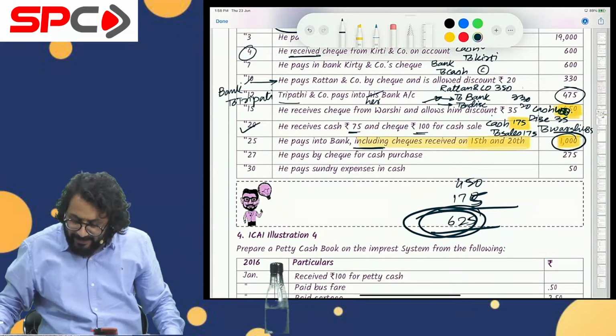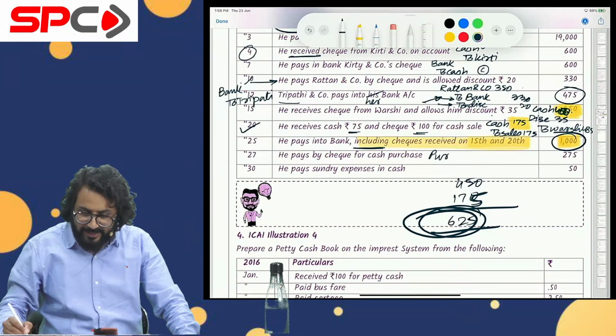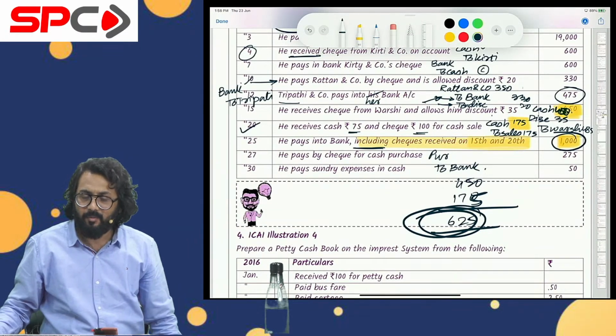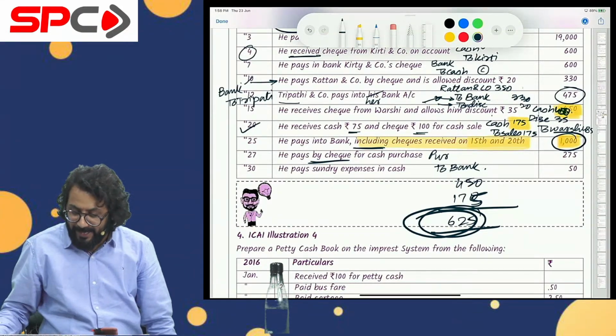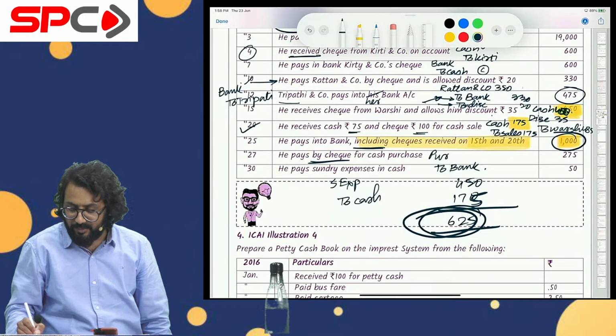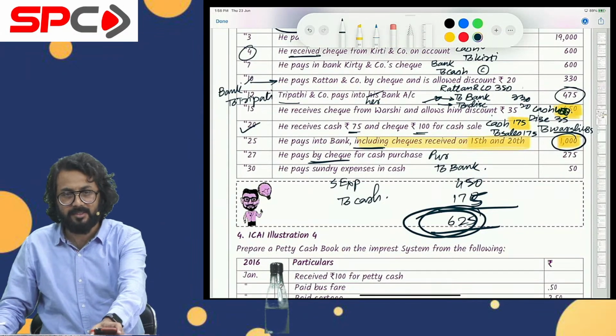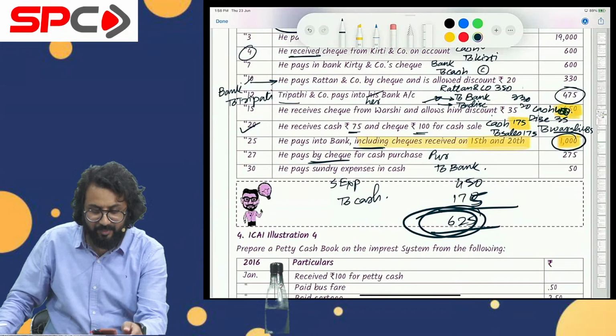Let's go on. He pays by check for cash purchases. My entry is purchases to bank. Say yes. Yes. Why bank? Because whenever I pay by check, I have to use the word bank. He pays for sundry expenses in cash and the entry is sundry expense to cash. Do you all agree? Yes. So can we now go ahead and start solving the question? Here we go.